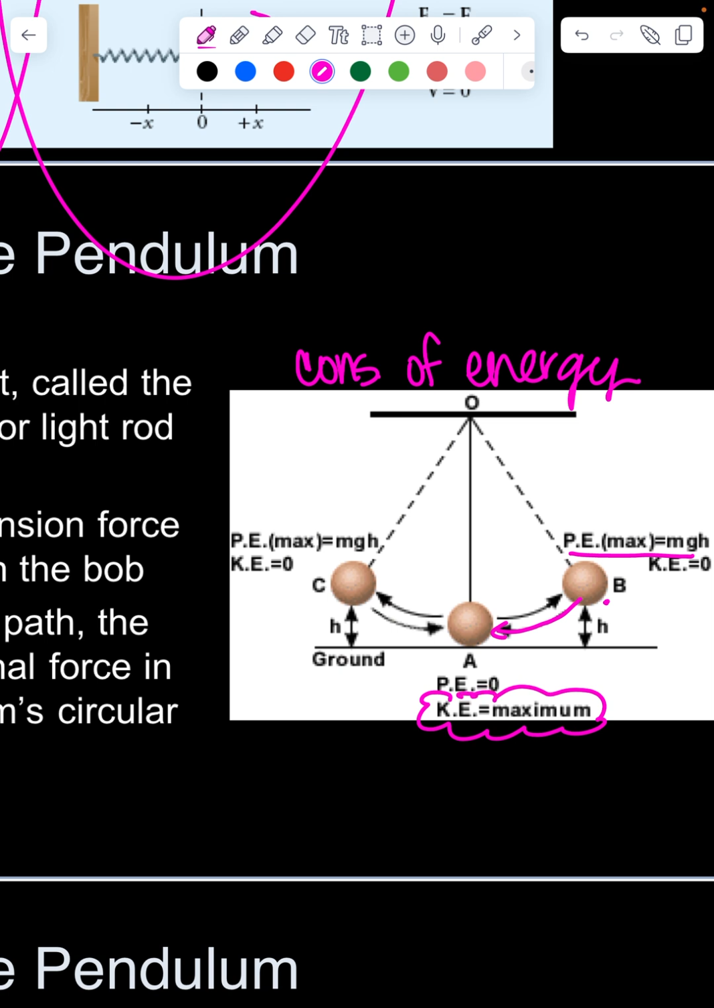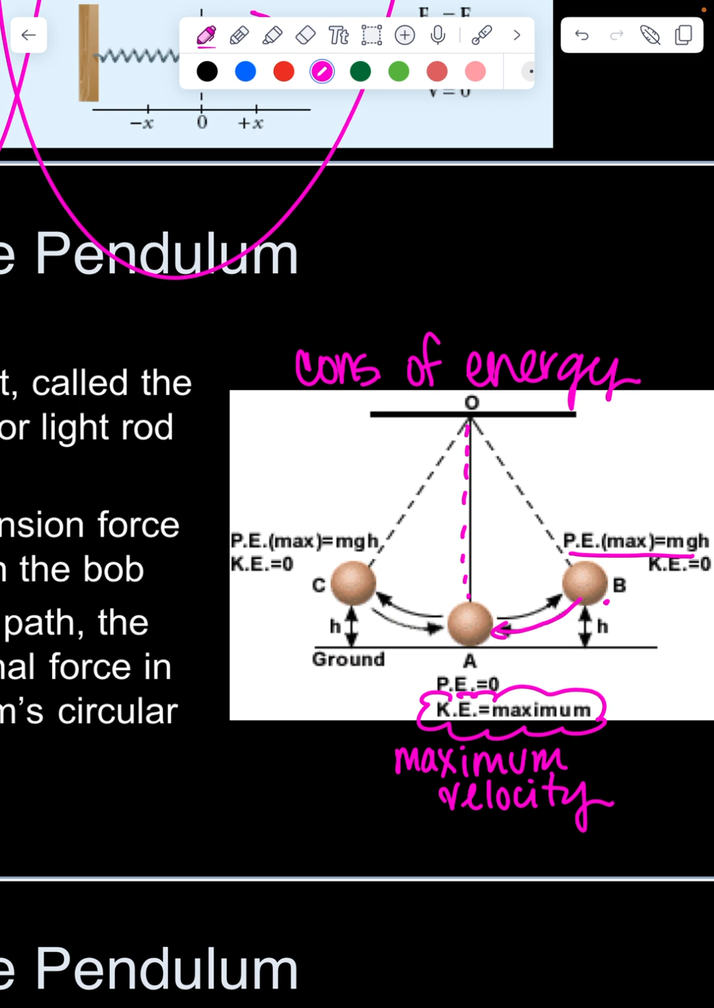Well, we know that kinetic energy is energy of motion. So that tells us that at this equilibrium position, it has its maximum velocity, because that's where the kinetic energy is at its maximum.